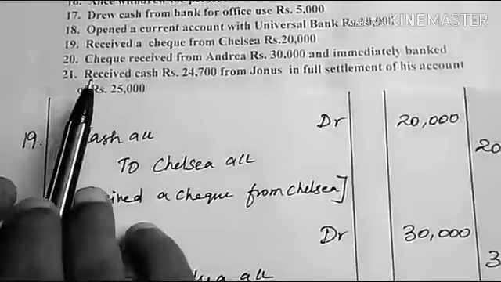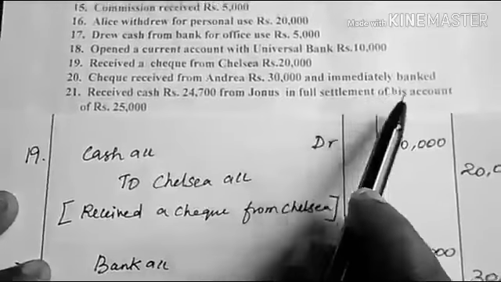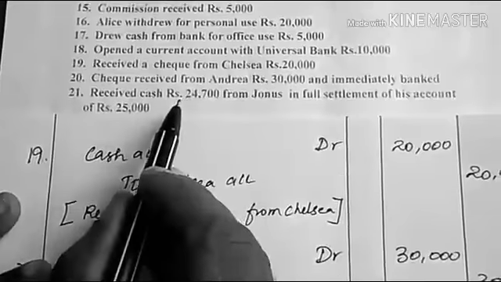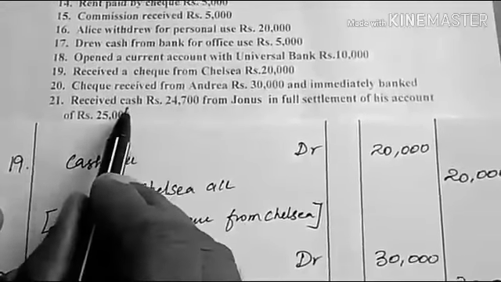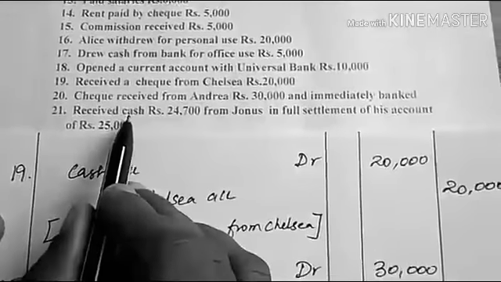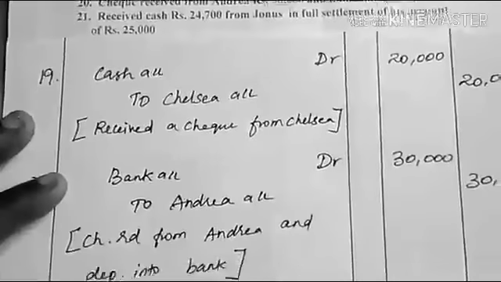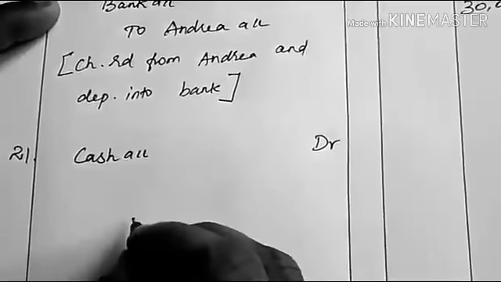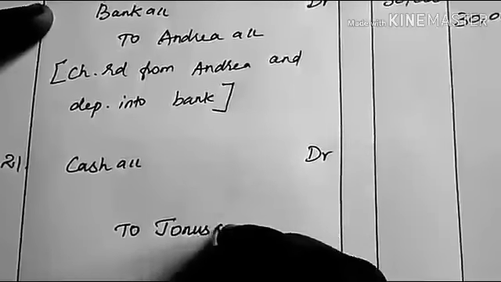Next transaction. Received cash 24,700 from Jonas in full settlement of his account of rupees 25,000. See, you have received cash, 24,700 from Jonas. So what is the entry for this transaction? You have received cash. Cash comes in from whom? From Jonas. So what comes in? Cash comes in. Real account rule is debit what comes in. So debit cash account. From whom you have received cash? From Jonas. So to Jonas account.